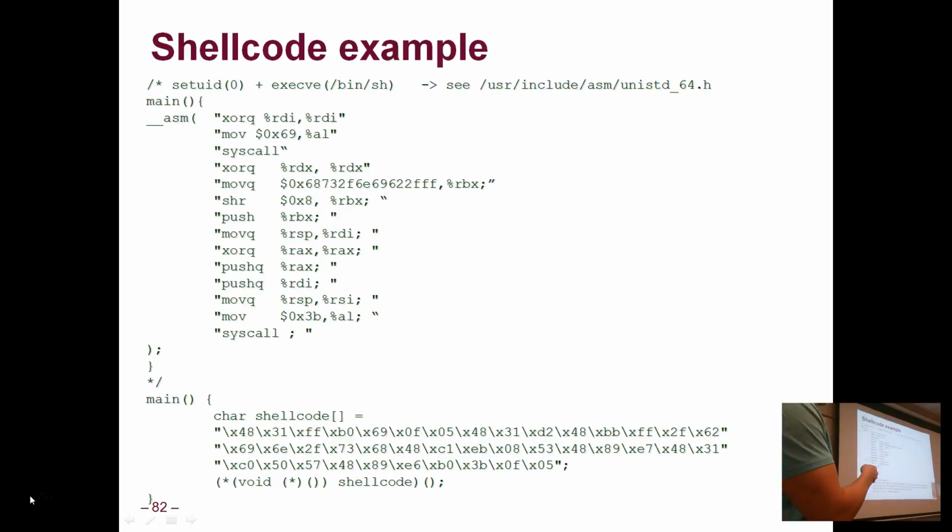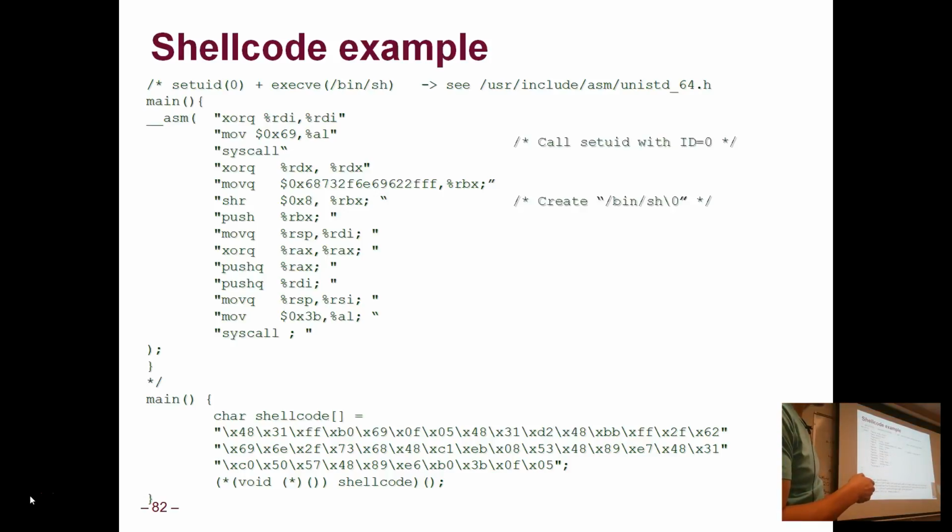So this is: set my first parameter to 0, move 69 into RAX, and then call syscall. That's setuid 0. That's the easier one. The harder one is execve of "/bin/sh" - I'm missing the double quotes here. I'm going to have to explain this in pieces.